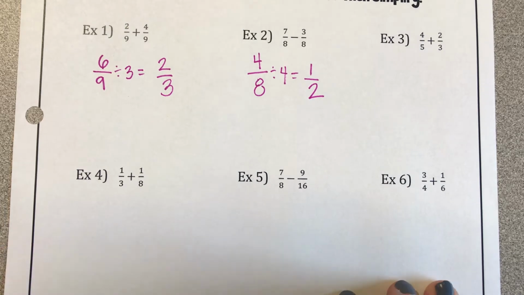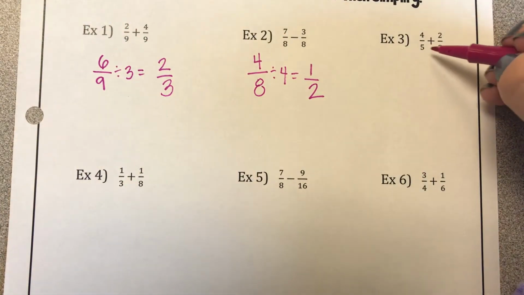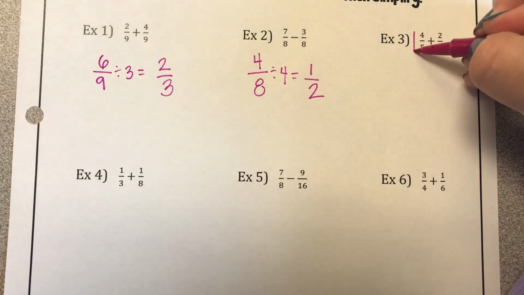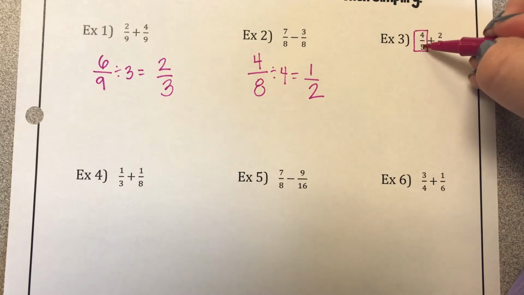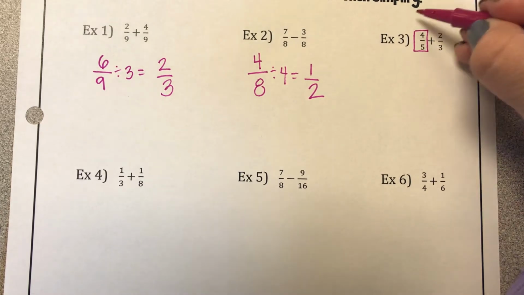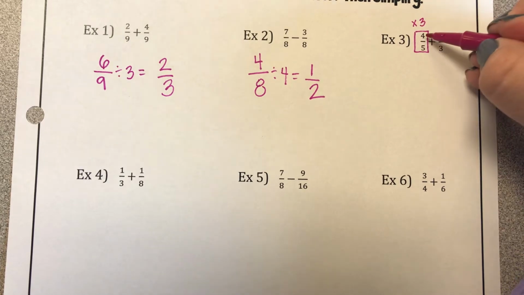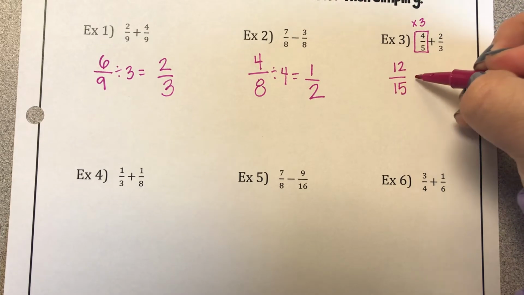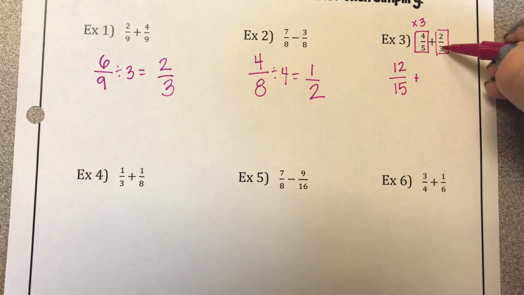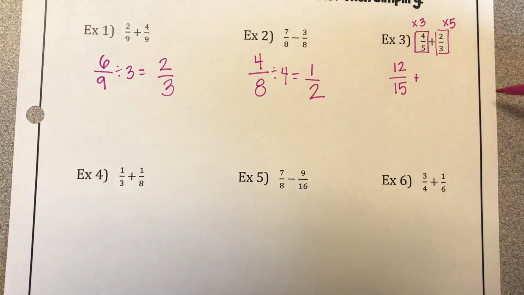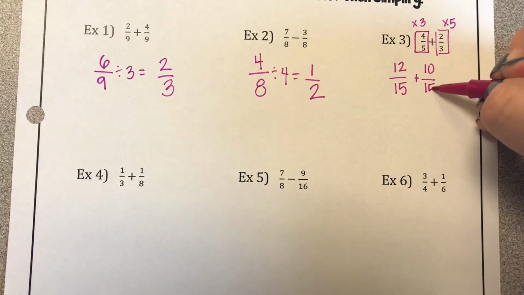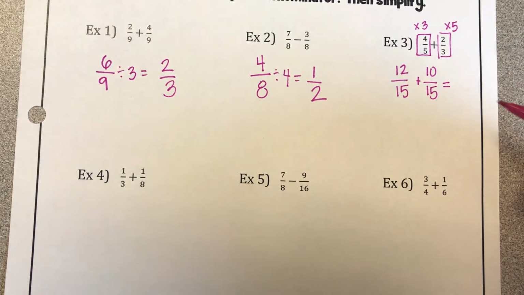Number 3, I have 4 over 5 plus 2 over 3. What would be a common denominator of 5 and 3? 15. So we want to look at this fraction. What do I need to multiply 5 by to make it 15? 3. So 4 times 3 is 12, 5 times 3 is 15. And on this fraction, if I want the denominator to be 15, what do I need to multiply 3 by? 5. So 2 times 5 is 10, 3 times 5 is 15. Now they have a common denominator.